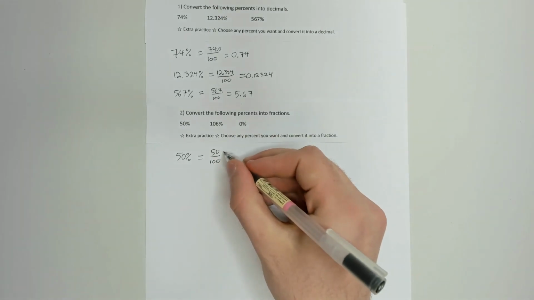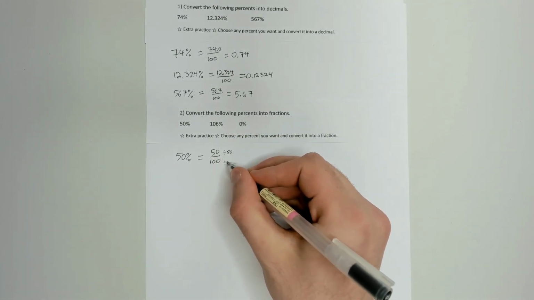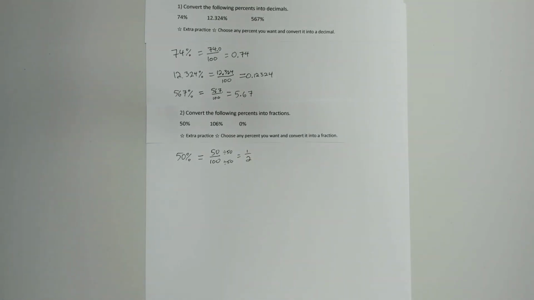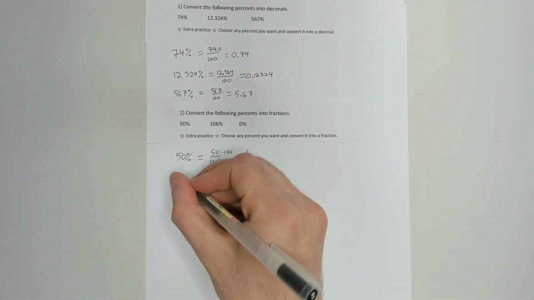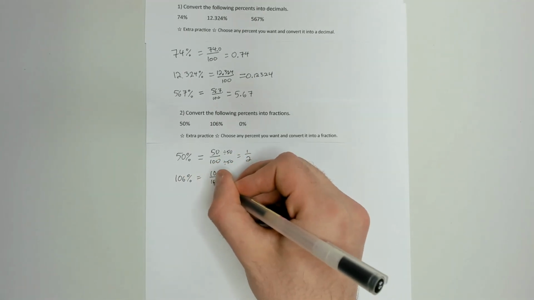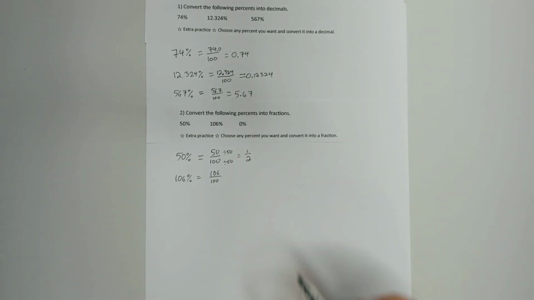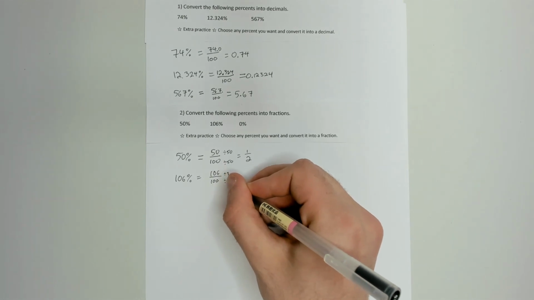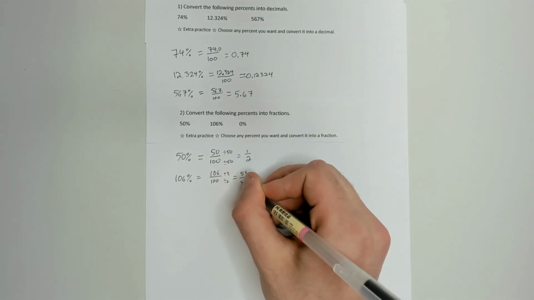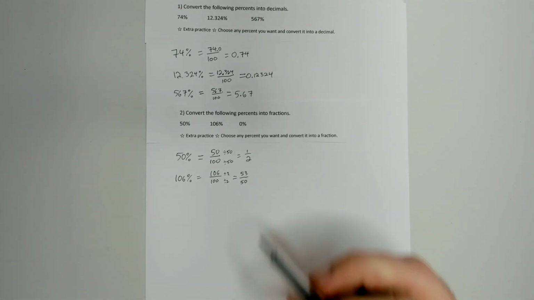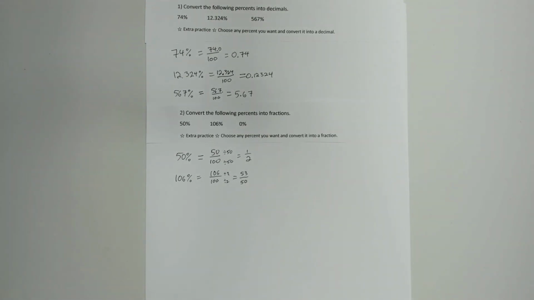And 50 over 100, well, both can be divided by 50. And what we end up getting is a half. So a half is the most simplified fraction that represents 50%. We could do 106%. Same kind of deal, 106 over 100. We always do that with percentages. But now we can simplify this. Well, these are both divisible by 2, they're both even numbers. So if I divide them by 2, I'm going to get 53 over 50. And this numerator and denominator are co-prime with each other, which means this is a simplified fraction. So this is the simplest fraction that represents 106%.